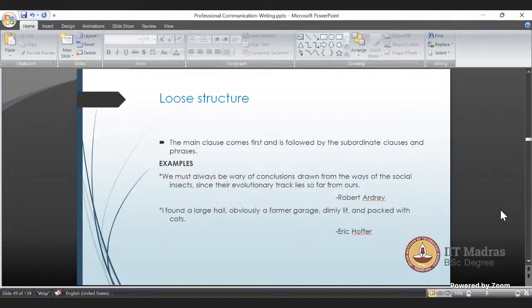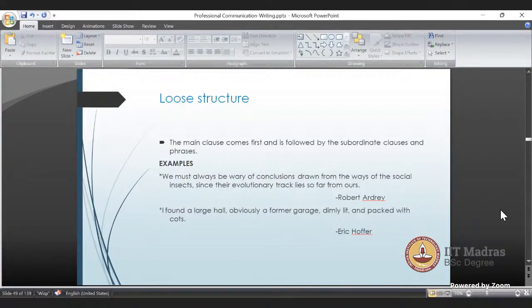Okay. One more example: I found a large hall, obviously a former garage, dimly lit and packed with coats. Now see, you have obviously a former garage, dimly lit, packed with coats. All of them are what? They are all subordinate phrases. Okay, so subordinate phrases or clauses. It needn't be clauses all the time, can also be phrases. In this case, they are mostly phrases. Okay, so the previous sentence had just one, but this one has three subordinate phrases.